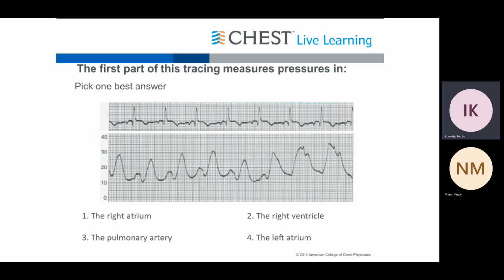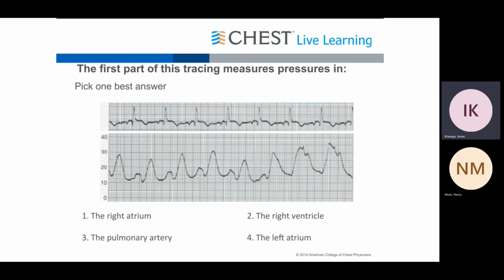The wedge reflects the left atrium. Left atrium, right? And we talked about limitations: measuring the left atrium via the wedge is a surrogate, an indirect measurement. You have to take into consideration whether patients have mitral valve disease or intrinsic pulmonary vascular disease, because all of that can cause a discrepancy between the left atrial pressure and the wedge pressure.